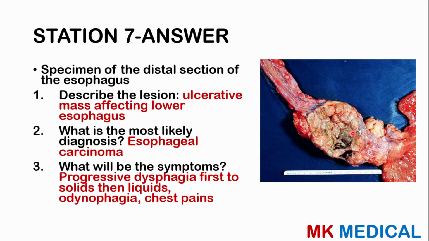There may be features of difficulty in swallowing. That's odynophagia. There may be some chest pains, or there may be features of metastasis of the tumor. For example, it may metastasize to the trachea and result in dyspnea. It may metastasize to the recurrent laryngeal nerves and result in hoarseness of the voice.